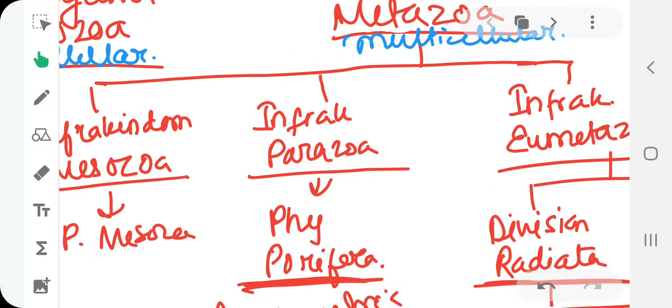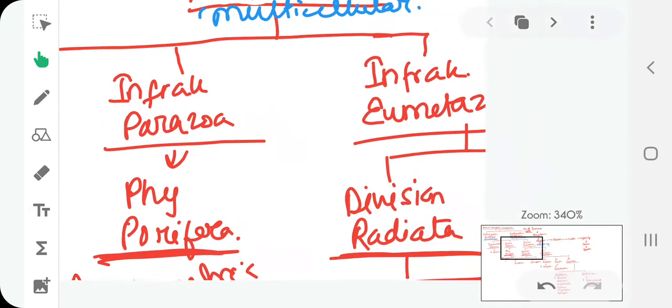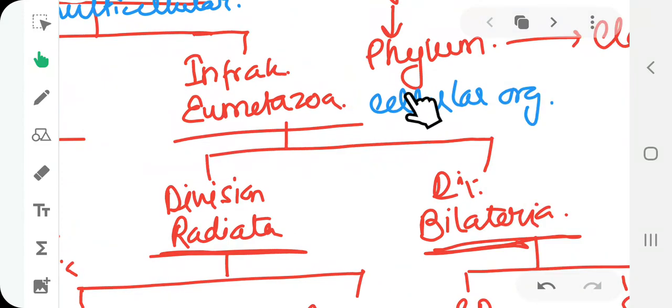So, this is the basis of classification for these three groups. About them, we will be studying in a separate video about their characteristics and their differences. This is just to make you understand the cellular organization.